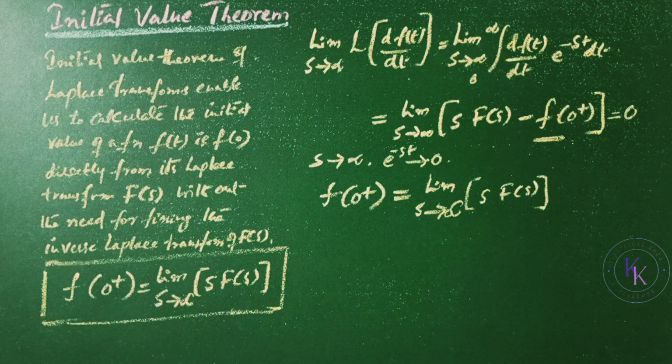This equation permits the evaluation of the initial value of the time domain solution f of t. It is then possible to work directly with the transform version of the solution to obtain initial values by performing the operation called for on the right hand side of the equation. And this equation is stated as the initial value theorem.